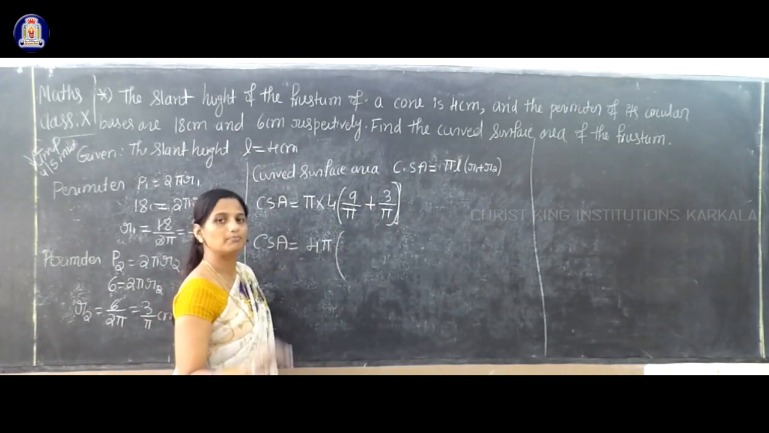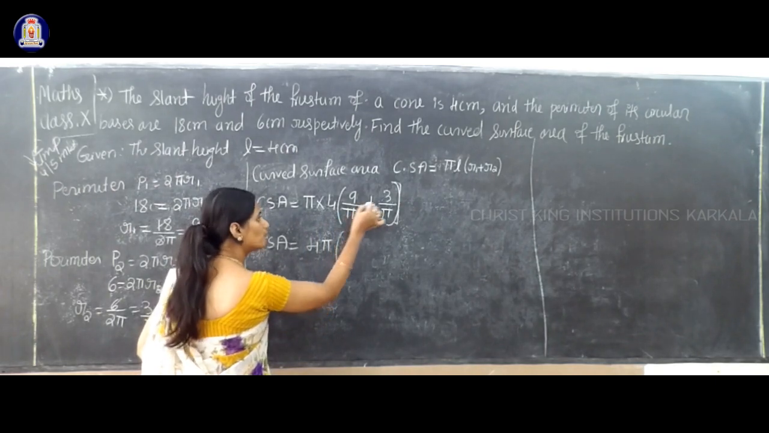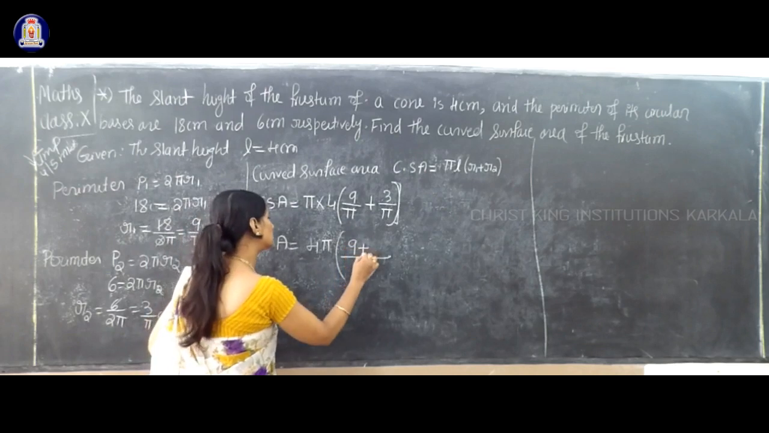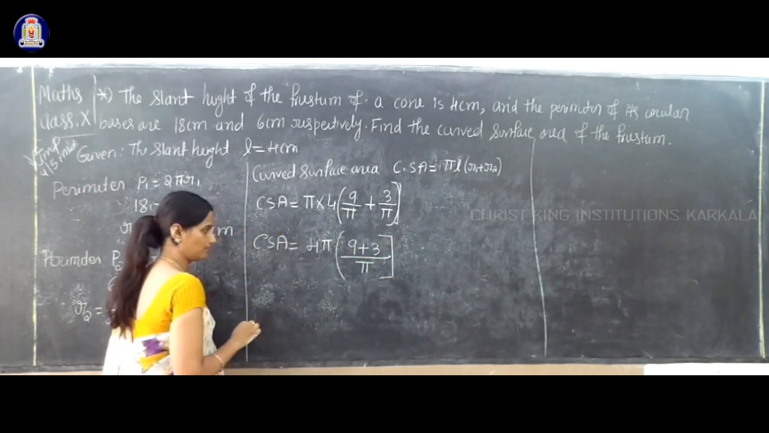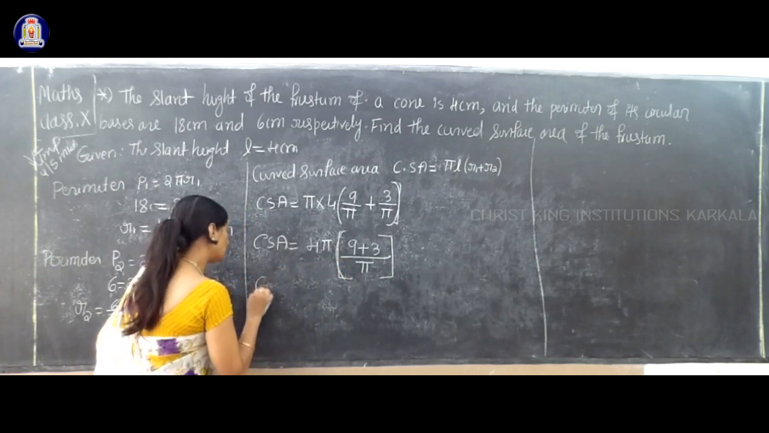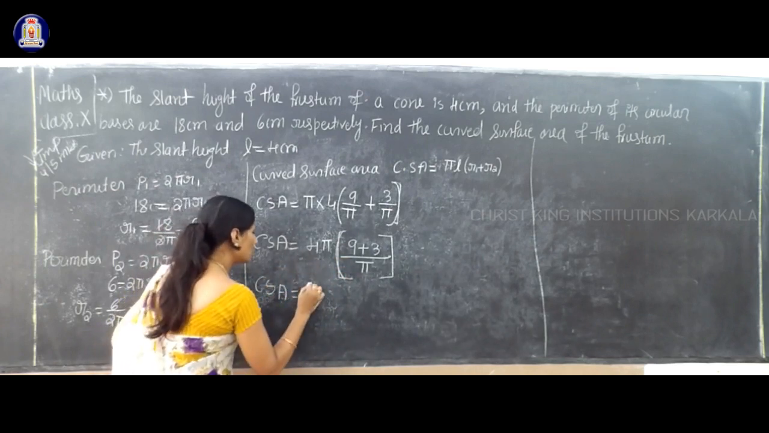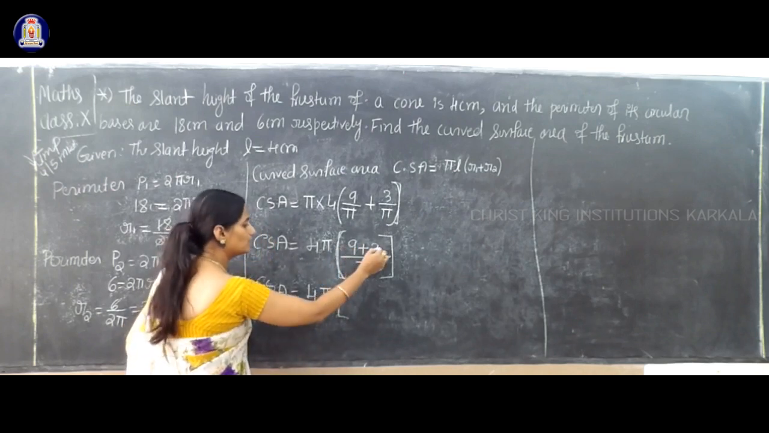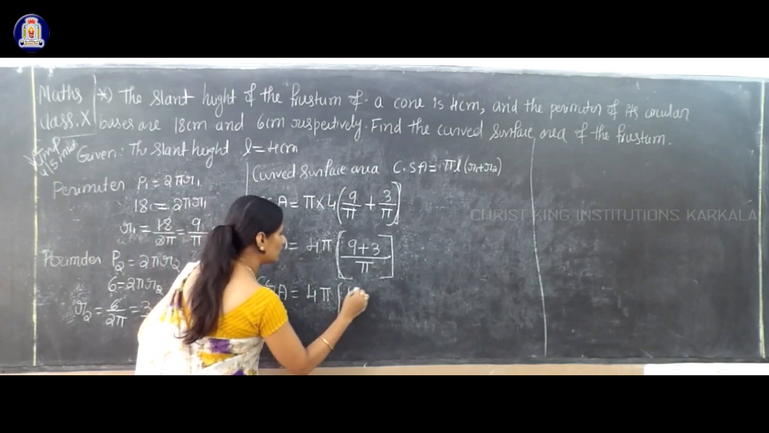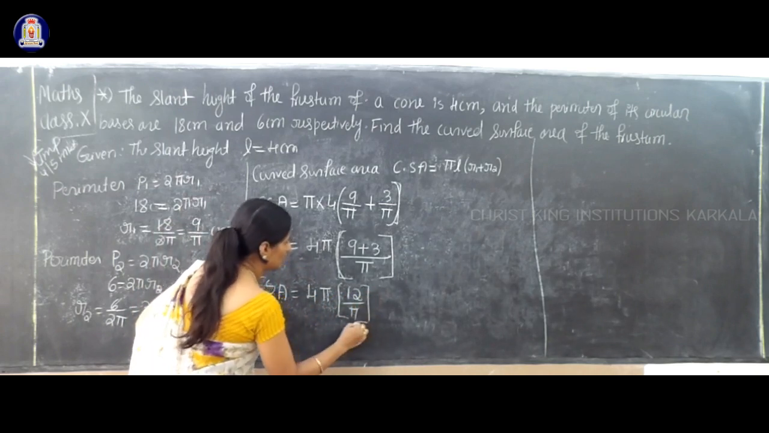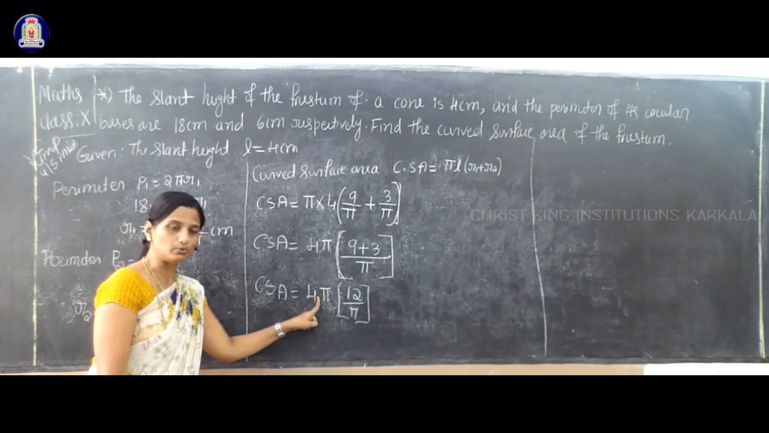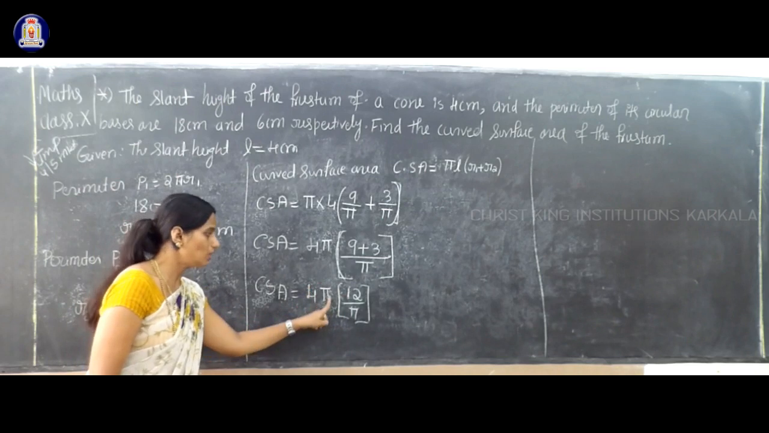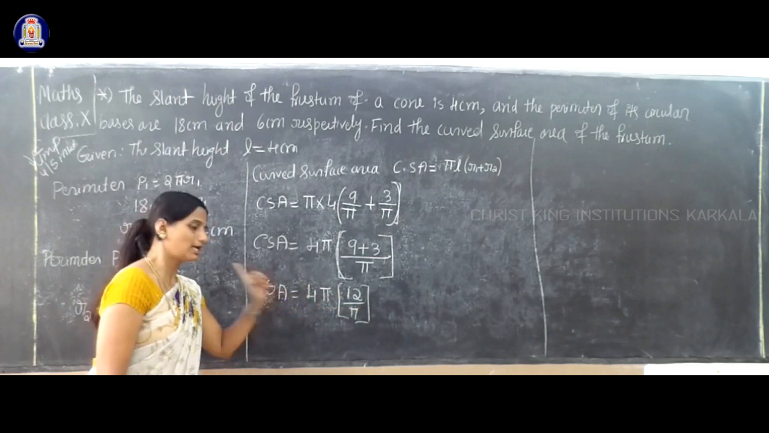How to simplify this? By taking the LCM. The LCM of pi and pi is pi. Correct, no? So now it is 9 plus 3. So CSA is equal to 4 pi into, in the bracket, 9 plus 3, which is how much? 12, divided by pi. Now how to read it? 4 into pi into 12 divided by pi means all these are multiplication, so you can cancel.